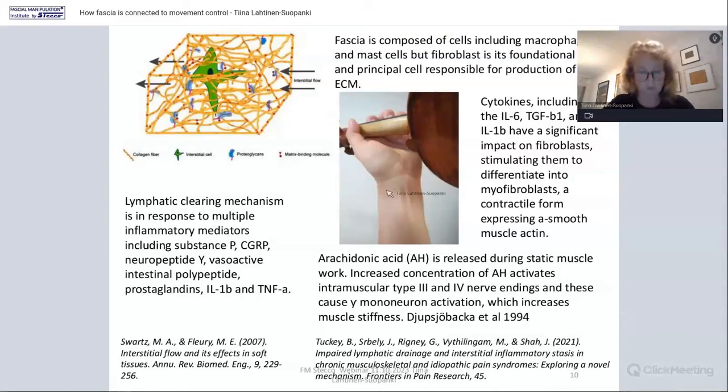This was before I was familiar with all the wonderful things that fascia is connected with. And we were looking at all the studies about static and dynamic muscle work and what's going on inside the muscle spindle. A lot of work has been done in occupational medicine, because this is a very common feature also in other kinds of repetitive work.